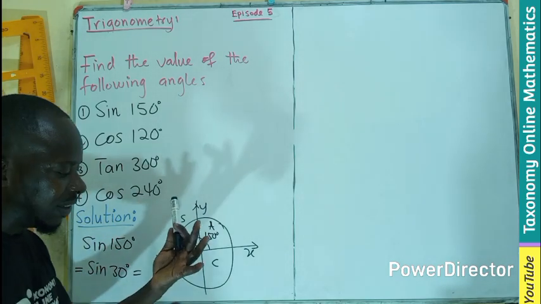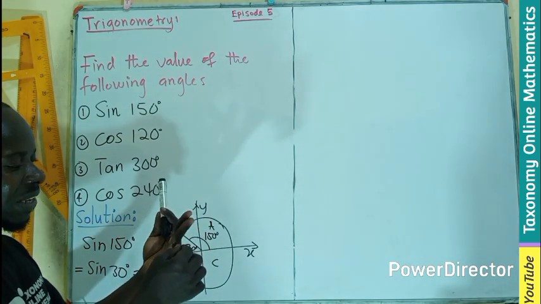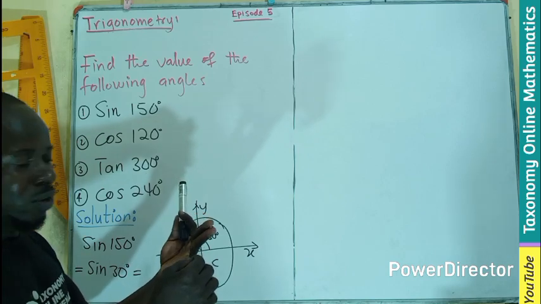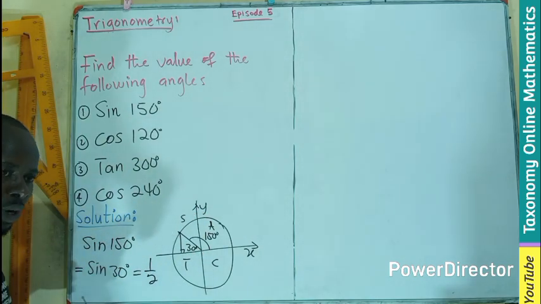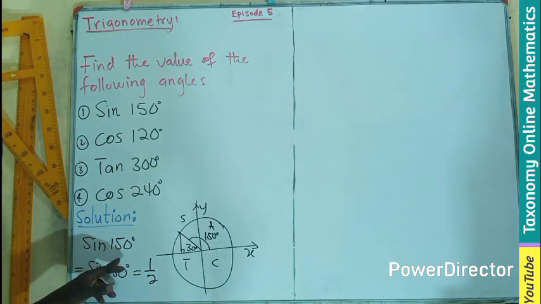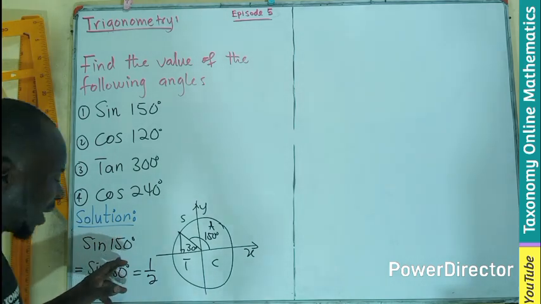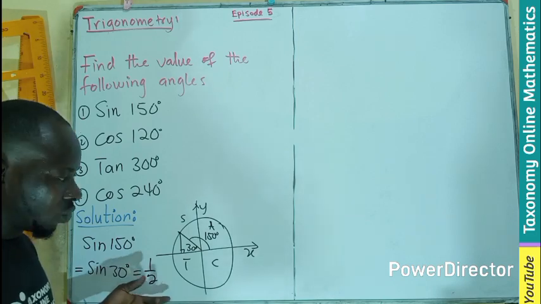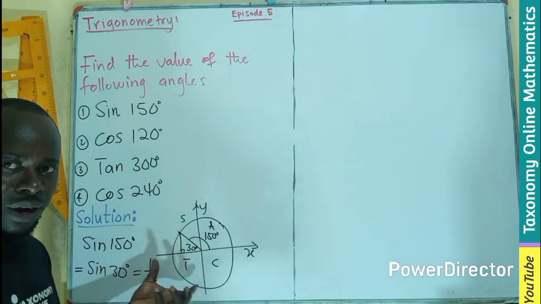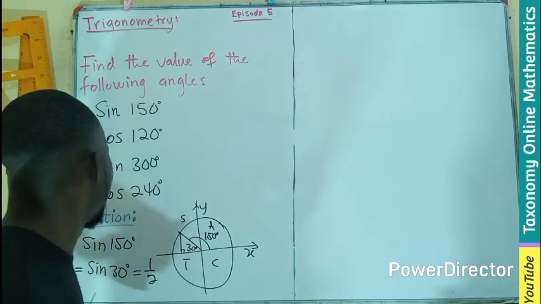And how do we find sine 30? We know 0, 30, the sine is root 1 over 2. That will give you positive 1 over 2. So when you put sine 150 in your calculator, the answer it will give you will be half or 0.5. So this is how we use the unit circle in arriving at that answer.